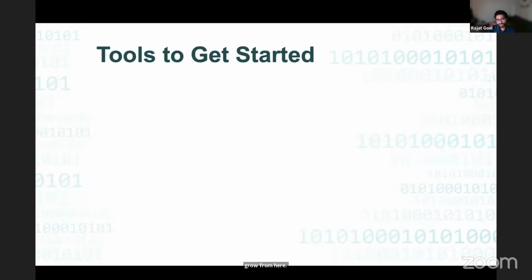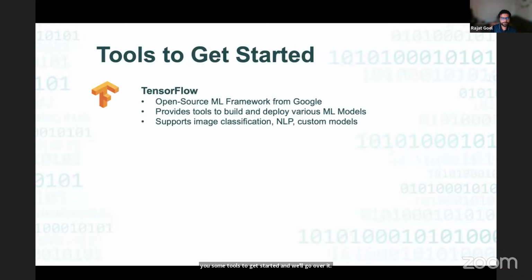So now that we know why AI is important and why developing those skills is important, I want to give you some tools to get started, and we'll go over it very quickly. The first one being TensorFlow. It's an open source machine learning framework which was developed by Google. It provides a comprehensive ecosystem for building and deploying AI models.